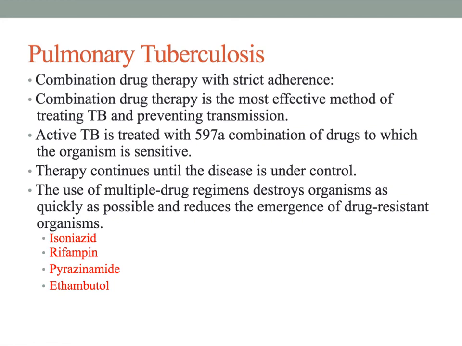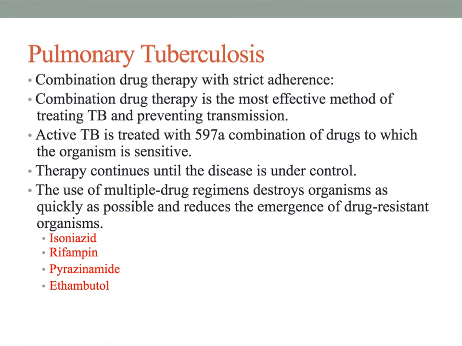Once someone is identified as positive for TB, they have kind of just bought themselves something called combination drug therapy for tuberculosis. It's the most effective method of treating TB and preventing transmission. Oftentimes, this combination drug therapy for tuberculosis is a long-term therapy. It can last 6 to 12 months, and it's expensive combination therapy that has some side effects. So patient education with these is very essential.